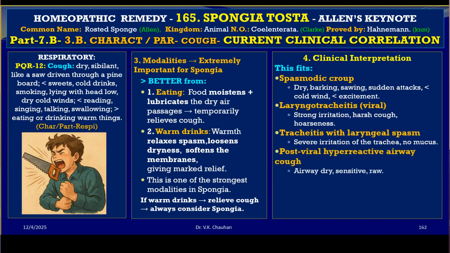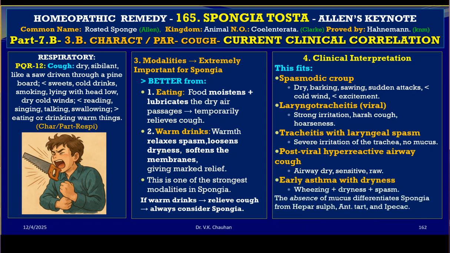Post-viral hyperactivity of airways is also important. Airways become dry, sensitive and raw. Early asthma with dryness, where we find wheezing, dryness and spasm. The absence of mucus differentiates Spongia from Hepar sulph, Antimonium tart and Ipecac.